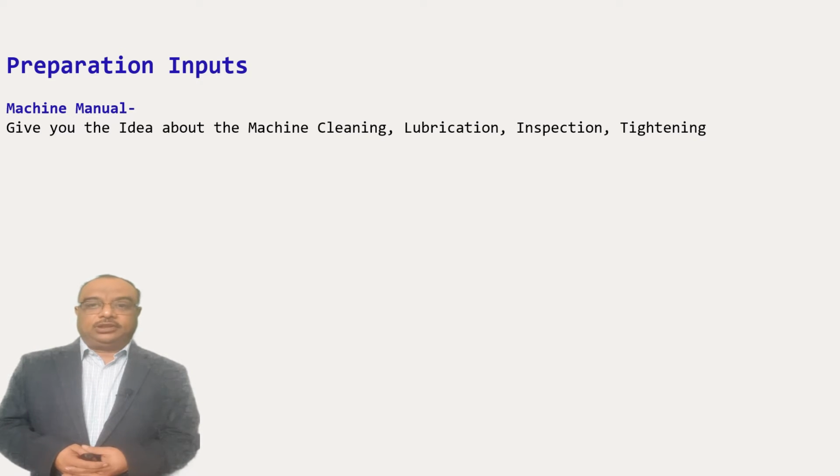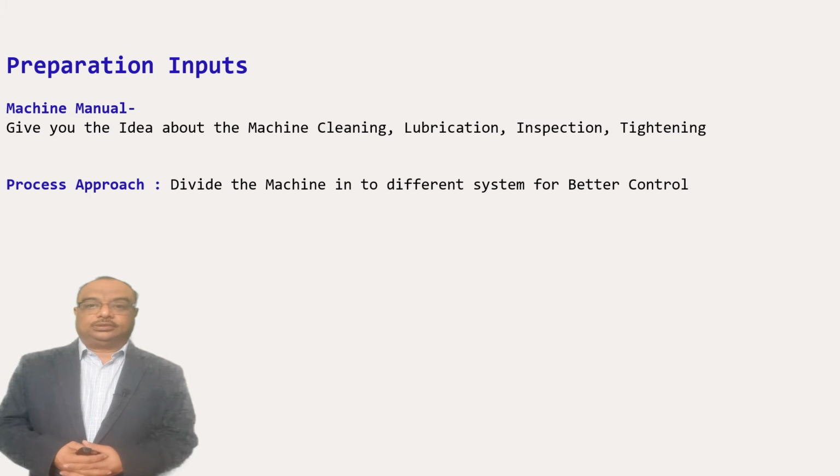When you refer to the machine manual, you will find where these activities are necessary to maintain the machine. The second input is the process approach. Process approach means we have to divide each and every machine into its systems, and if we focus on each system, then definitely you can define better controls. But if we see the machine as only one element, there is a possibility of missing something. That's why I request you to use the process approach.